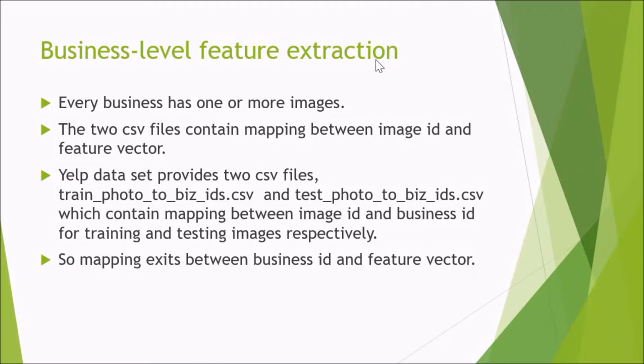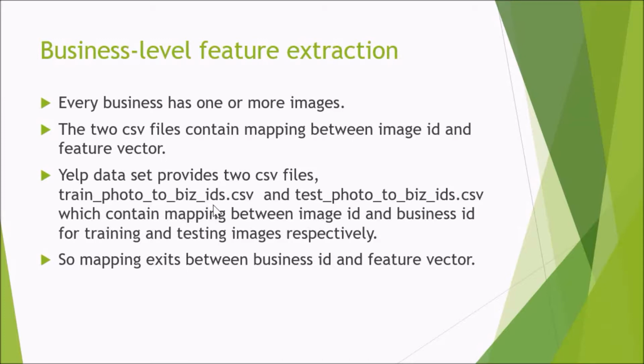From the two CSV files, we have a mapping between photo ID and feature vector, as we have generated a feature vector for each image in the photo level feature extraction phase. However, every business has one or more images. The files train photo to bizids.csv and test photo to bizids.csv have the mapping between photo ID and business ID for training and testing images respectively. The relationship between photo ID and business ID is 1 to 1. By using the two CSV files that contain feature vectors for training and testing images and the two CSV files provided here by Yelp, we can establish a relationship between feature vector and business ID.